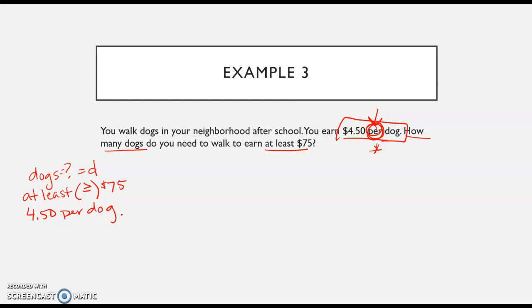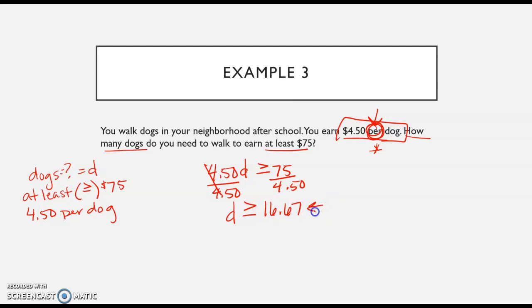So when I set this up, I know I earn $4.50 per little doggy, and that I need greater than or equal to $75. So from here, I'm just going to solve. I'm dividing by 4.5. When I do this division, it's not negative. I'm not dividing by a negative, so I'm not flipping any signs. D has to be greater than or equal to. When I do 75 divided by 4.5, I'm getting 16.67, and this is me rounding.